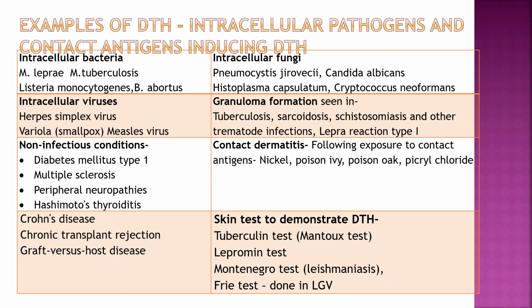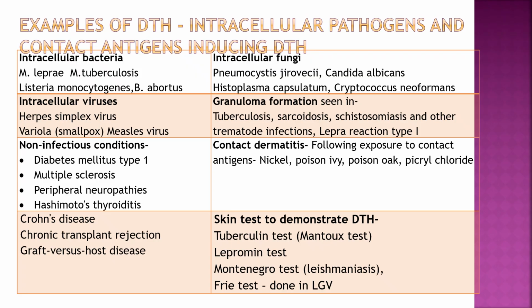Examples of DTH, intracellular and contact antigens inducing DTH. Intracellular bacteria, example M. leprae, M. tuberculosis, Listeria, and Brucella abortus. Intracellular viruses, herpes simplex virus, variola, smallpox, measles virus. Intracellular fungi, Pneumocystis jirovecii, Candida albicans, Histoplasma, Cryptococcus. Granuloma formation seen in tuberculosis, sarcoidosis, schistosomiasis and other trematode infection, and lepra reaction type 1.